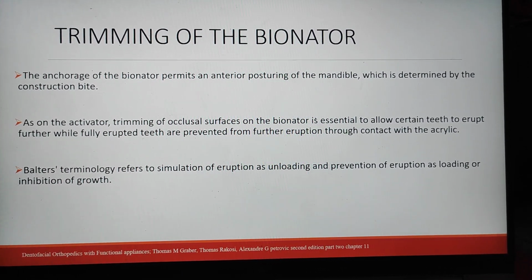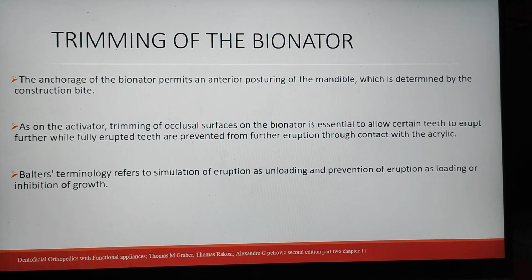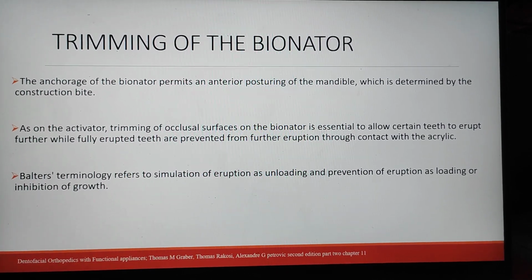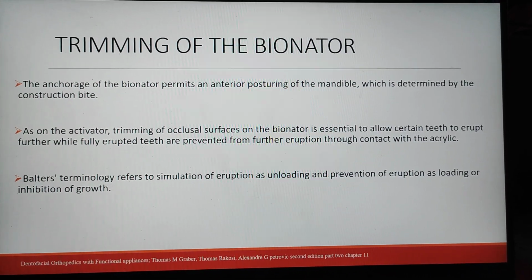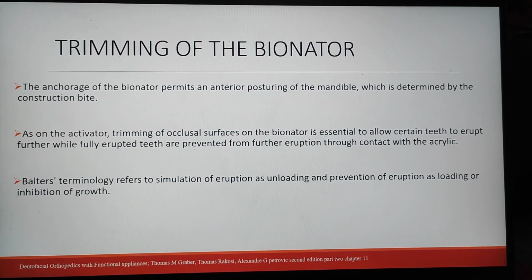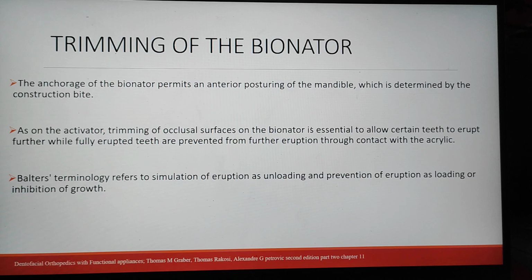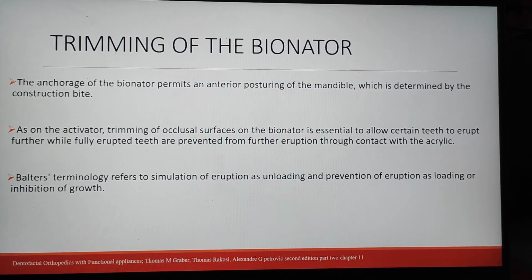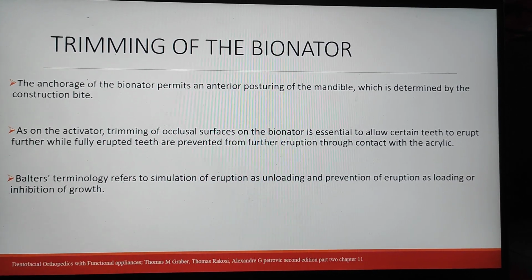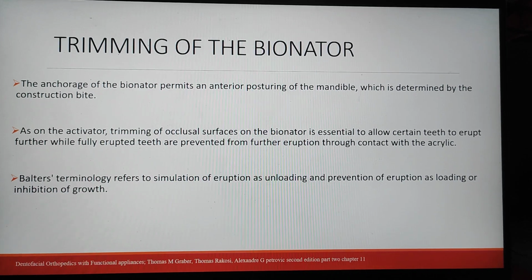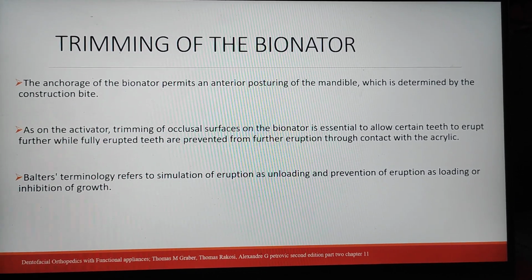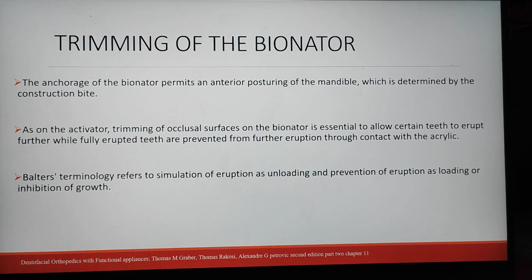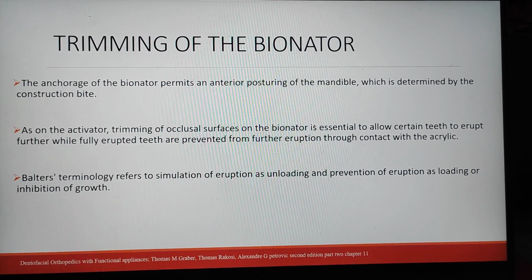The anchorage of the bionator permits an anterior posturing of the mandible, which is determined by the construction bite. As with the activator, trimming of the occlusal surfaces of the bionator is essential to allow certain teeth to erupt, whereas hindering those teeth which are already erupted up to the occlusion. So Balters' terminology refers to stimulation of eruption as unloading and prevention of eruption as loading or inhibition of growth.